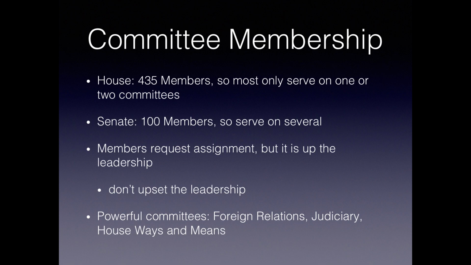While members can and will request certain committee assignments based upon their knowledge and expertise, it's ultimately up to the leadership which committee assignment you get. And some committees are more valuable than others. They're more important. Foreign relations, judiciary, House Ways and Means, that decides where money goes. These are sort of the high profile. Judiciary determines who becomes judges. That's a lot of power. Foreign relations, that's a stepping stone to getting in the presidential administration, having foreign policy experience. So these kind of committees are more powerful. They're more desirable. There are others that are less desirable.